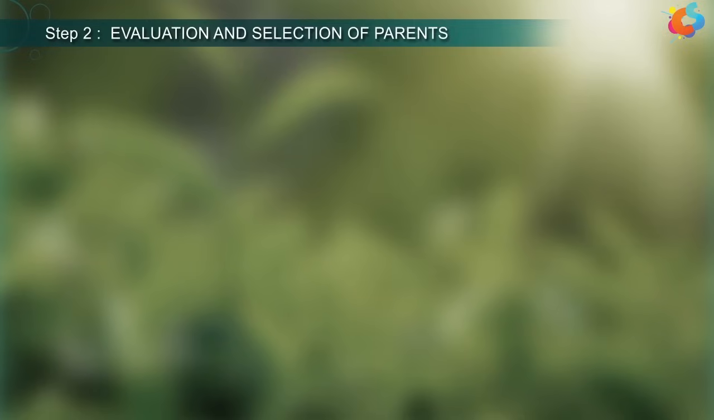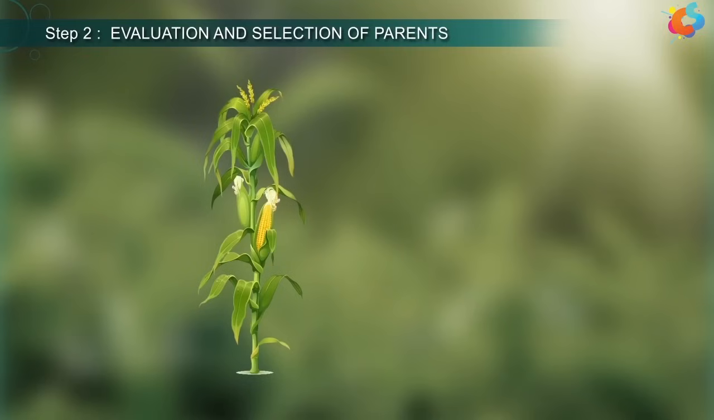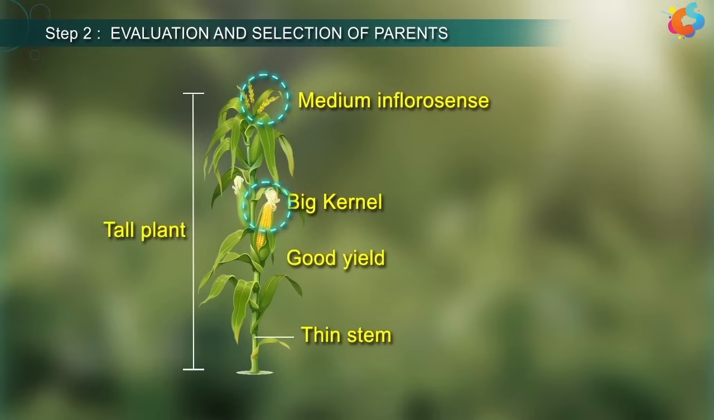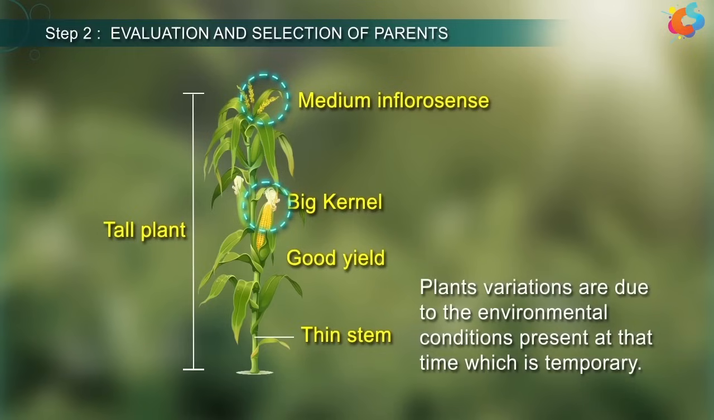Step 2. Evaluation and selection of parents. When varieties were first collected, it was completely based on easily distinguishable characters. However, plants' variations are due to the environmental conditions present at that time, which is temporary.